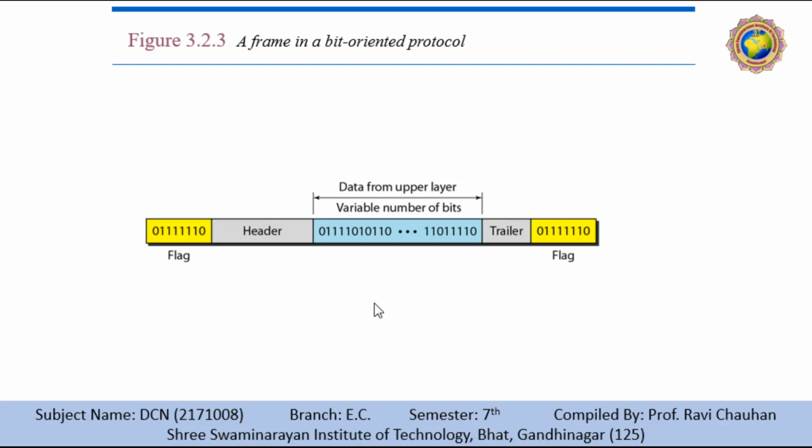This flag can create the same type of problem as we saw in the byte oriented protocol. That is, if the flag pattern appears in the data, we need to somehow inform the receiver that this is not the end of the frame. We do this by stuffing a single bit instead of one byte to prevent the pattern from looking like the flag.